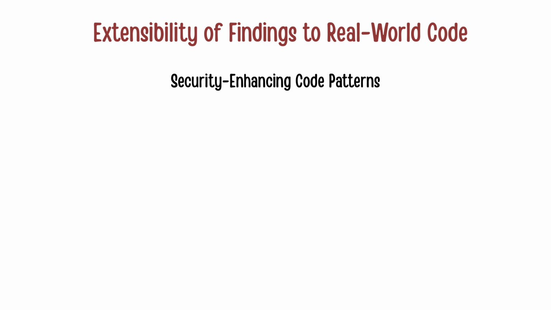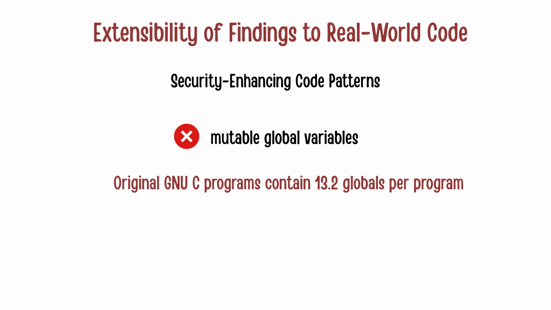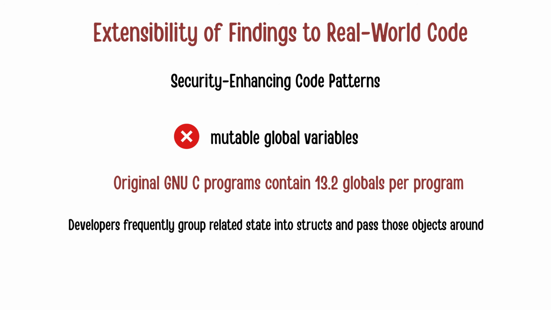Let's first look at the security-enhancing patterns we discussed earlier. In the user study, participants frequently avoided mutable global variables when translating C code to Rust. The same thing happens in uutils. The original C programs contain many global variables, an average of about 13.2 globals per program. But the corresponding Rust implementations almost completely avoid global variables. Instead, developers frequently group related state into structs and pass those objects around.